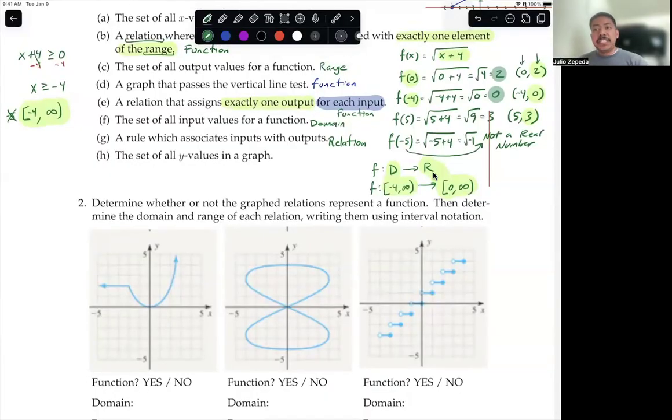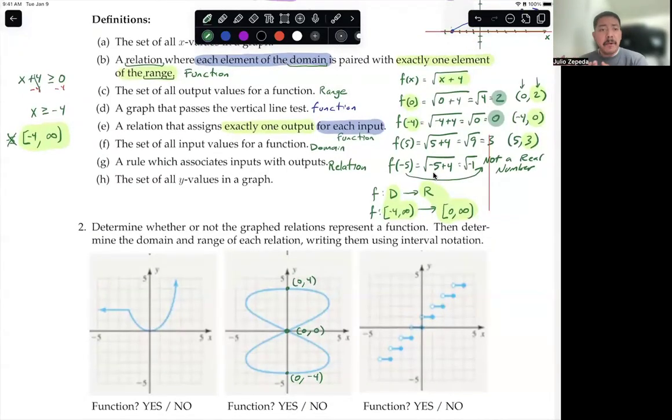There is an association between inputs and outputs, but let's take a look at a couple of these points. The input of 0 is assigned with the output 0, but 0 is also assigned to 4, and 0 is also assigned to -4. So there, we do still have pairings of inputs and outputs, but each element of the domain, each input, is not paired with exactly one output. So this would not be a function, but it is still a relation.